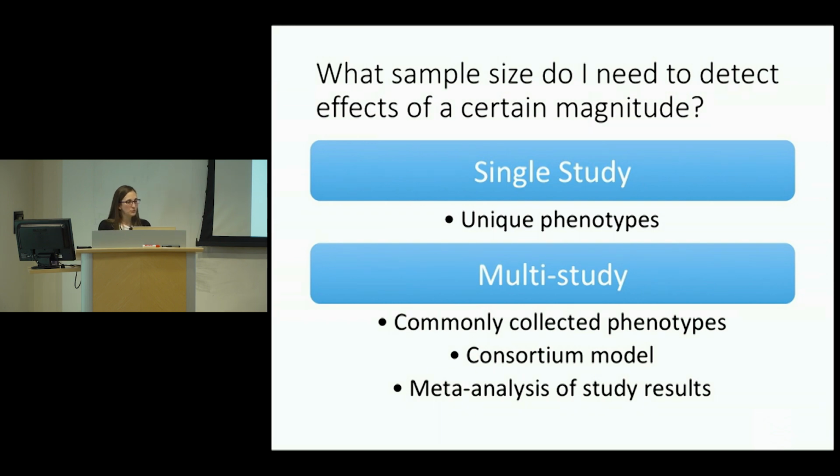So there's two routes to doing genome-wide association studies. You can use a single study where you've collected all the data, and this is most useful when you have a really unique phenotype that hasn't been collected routinely. On the other hand, you can do multi-study studies, which is considered a consortium model, where there are commonly collected phenotypes, such as BMI, or what I work with, cholesterol. Type 2 diabetes typically works in a consortium model where multiple studies are going to contribute to the GWAS results.